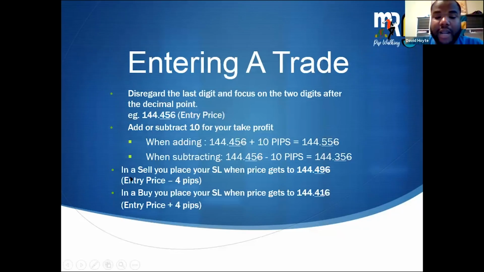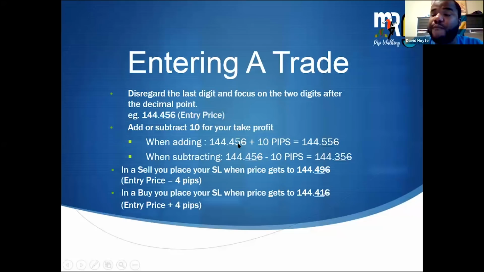All right? Now, in a sell with your stop loss and profit, keep in mind the market has to go down. So in a sell, the same example, I think this one here, we did it the other way, Paul, so we got to correct that. But in the same example, if you're in a buy, for your take profit on this, 144.456 is your entry. You add 10 pips to your take profit, so 144.556 is your take profit.